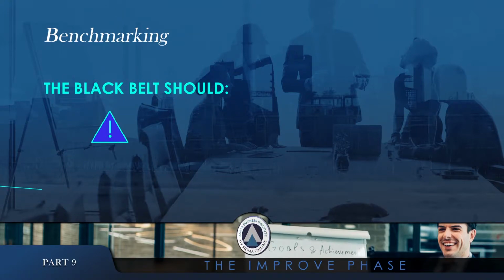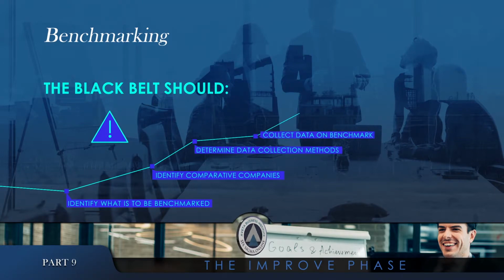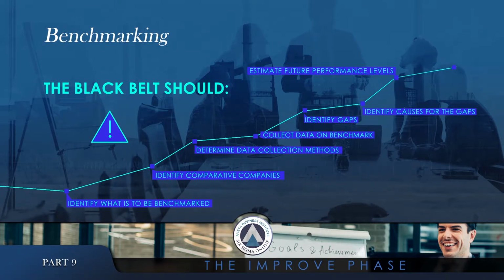The black belt should identify what is to be benchmarked, identify comparative companies, determine data collection methods, collect data on benchmarks, identify gaps, identify causes for the gaps, estimate future performance levels, and establish functional goals.